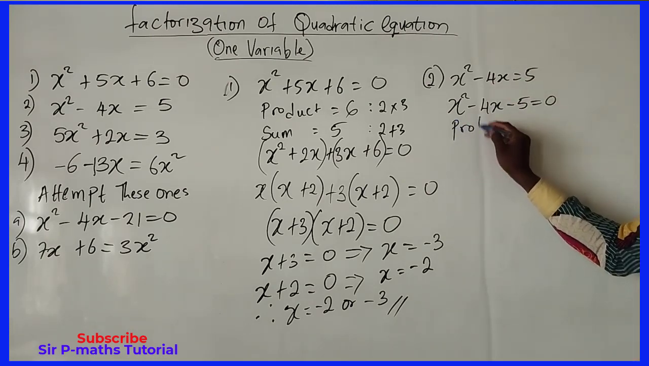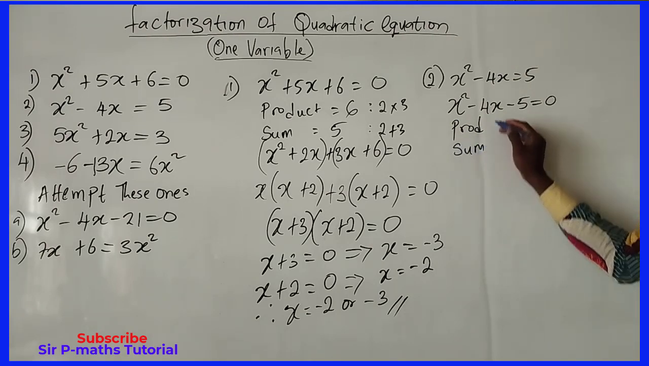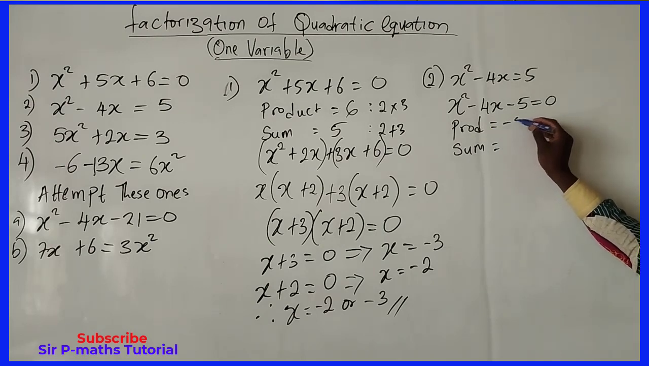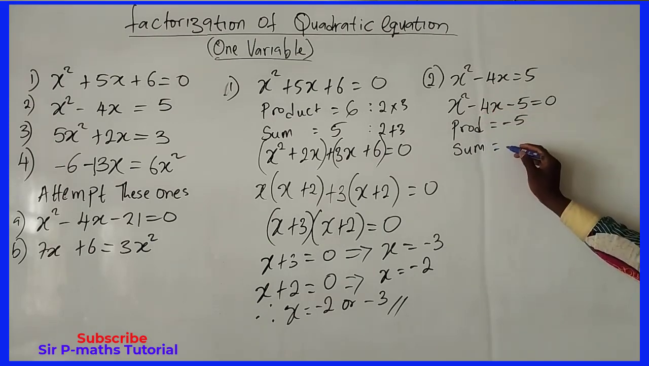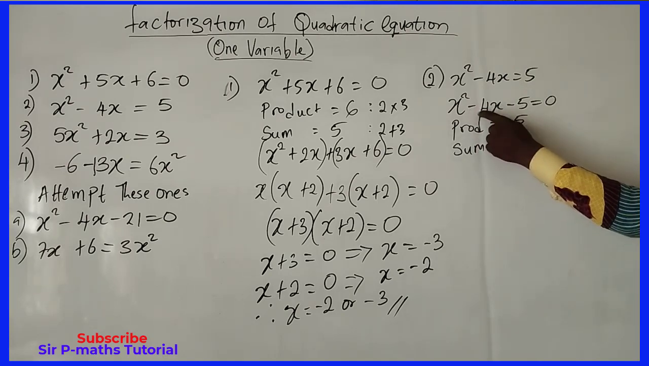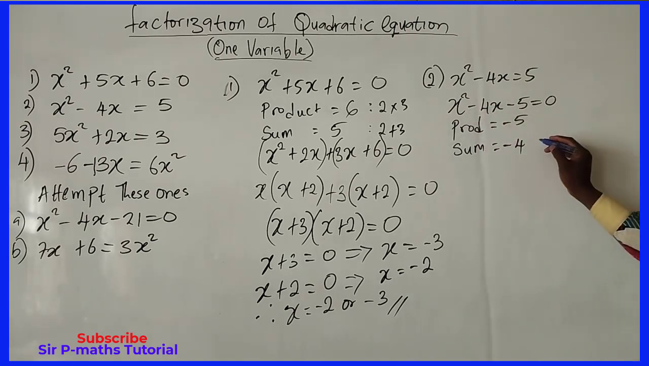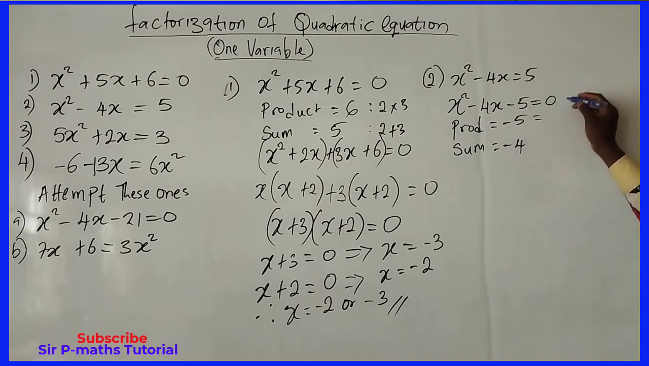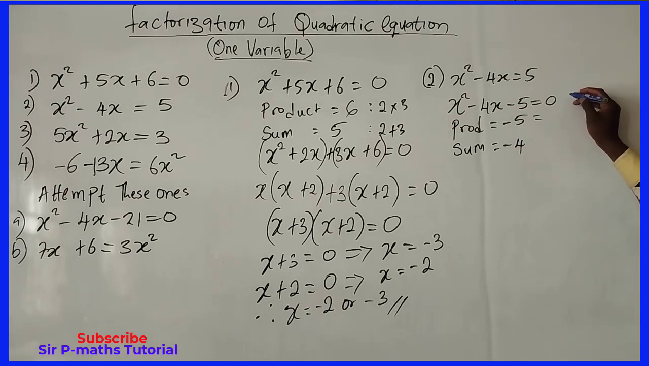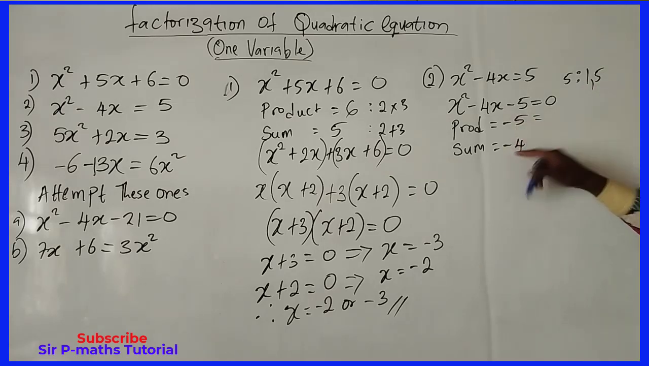Then the next thing I'll do is to extract my product and my sum. My product here is minus 5. My sum is minus 4. Please always carry the sign close to it alongside, all right? So what two factors of 5 can I multiply to have minus 5 and add to have minus 4? Let us list the factors of 5. Factors of 5 are 1 and 5 alone. So how do I make these two now to give me this and give me this?